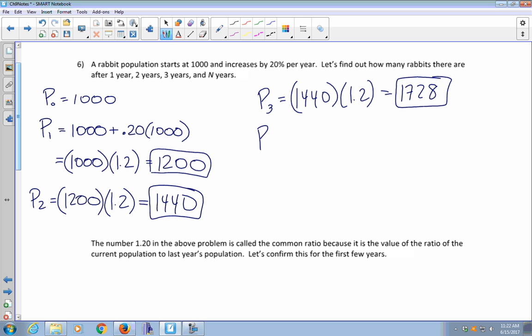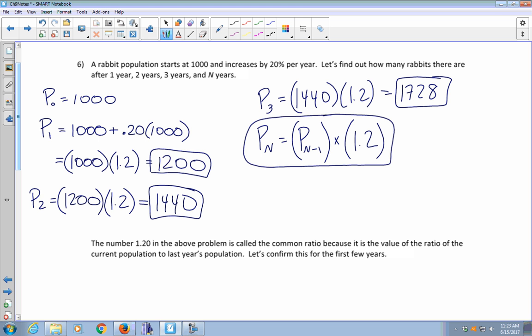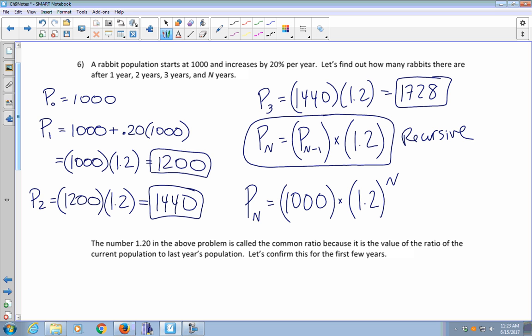So after n years, P sub n would be my population from the previous year, P sub n minus 1, times 1.2. So there is a formula, that's my recursive formula, because it uses the number of rabbits from the previous year. An explicit formula would say, okay, well, I'm starting with 1,000 rabbits, and I'm multiplying by 1.2 over and over and over again, which is an exponent, n times. This is my explicit formula.